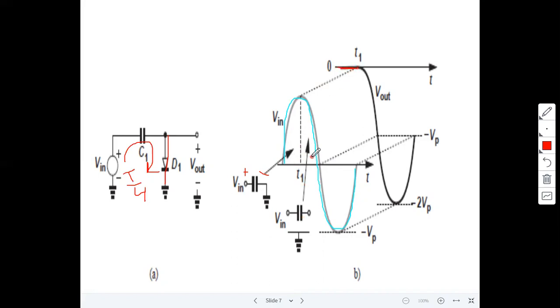Then, for the remaining time after T by 4, what is the equivalent circuit here? Because the diode is an open circuit. We are considering an ideal diode. The diode is open circuit. This is the input signal. This is the capacitor, with the positive terminal connected here and the negative terminal connected here to the output.